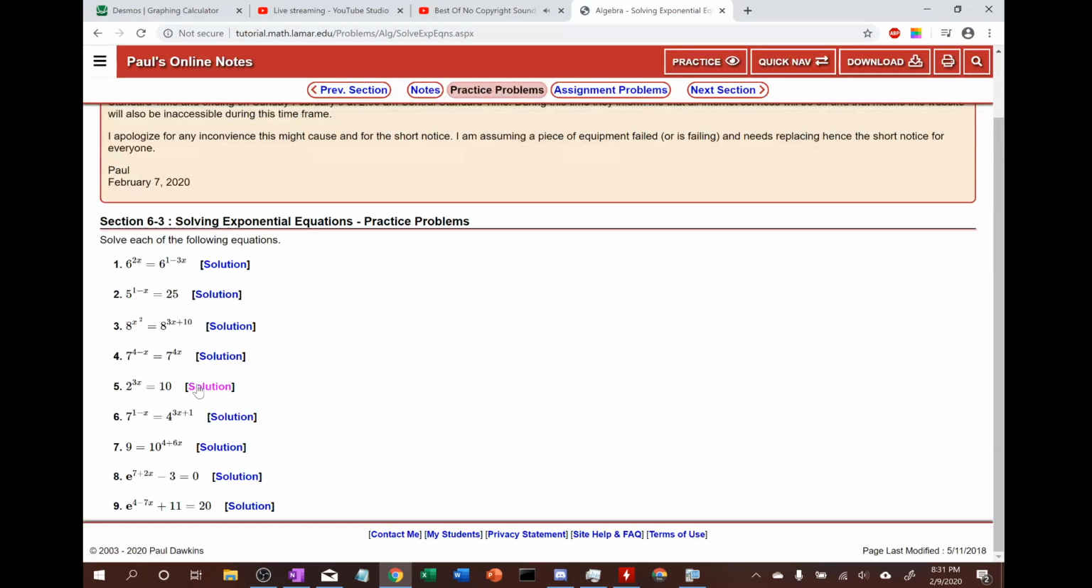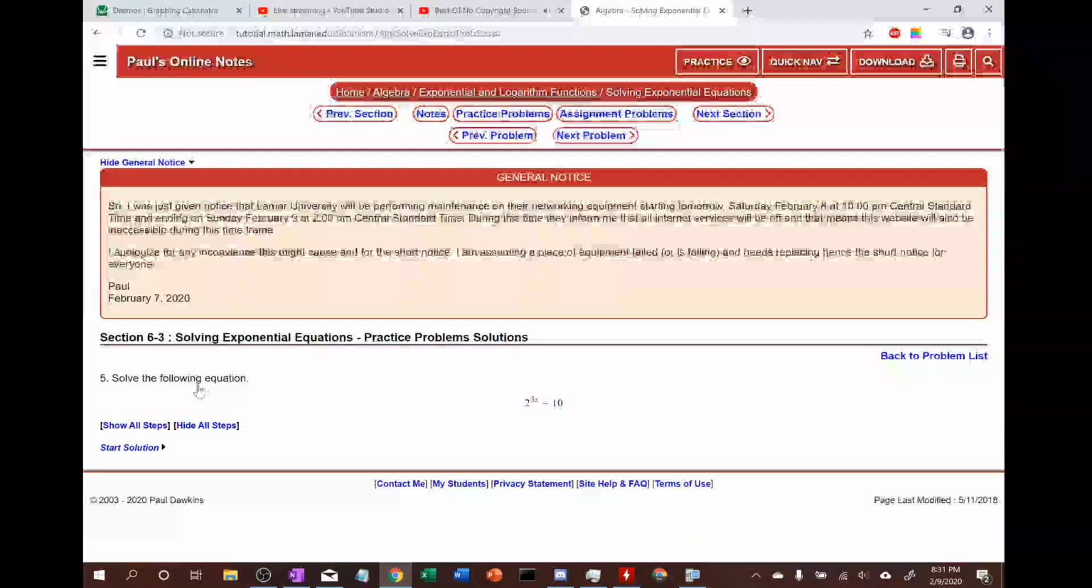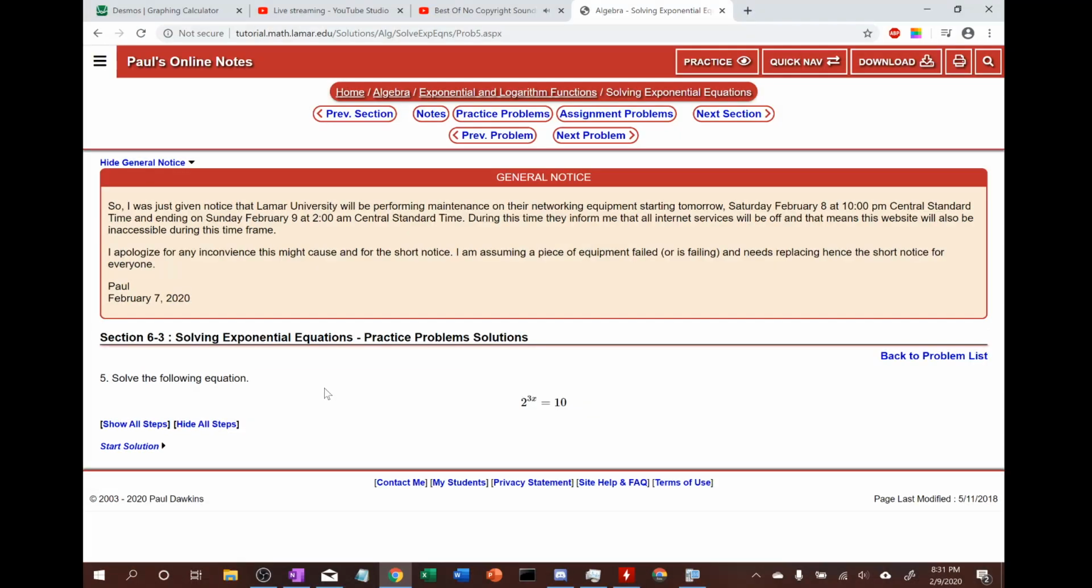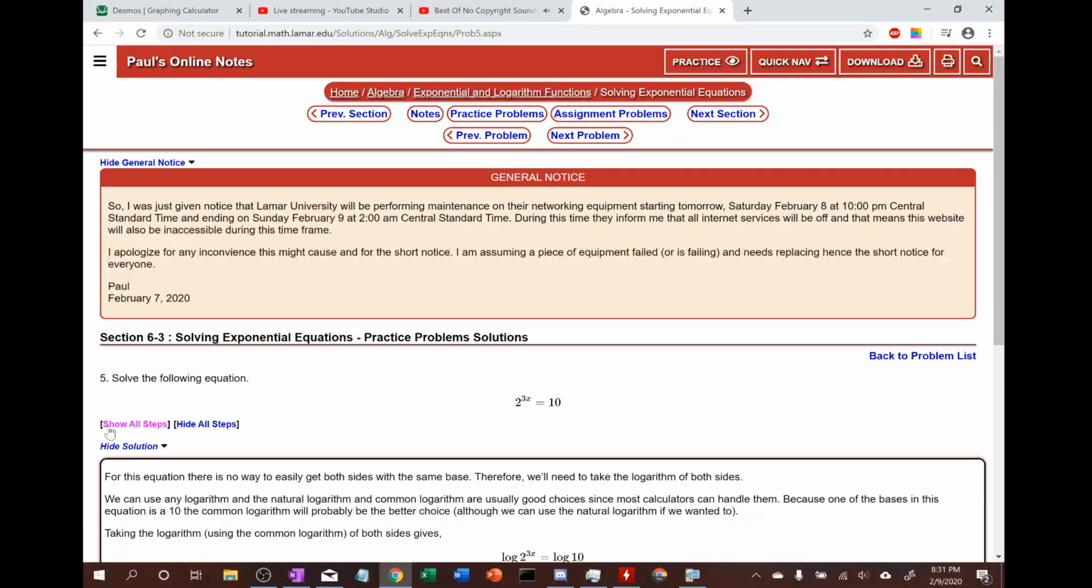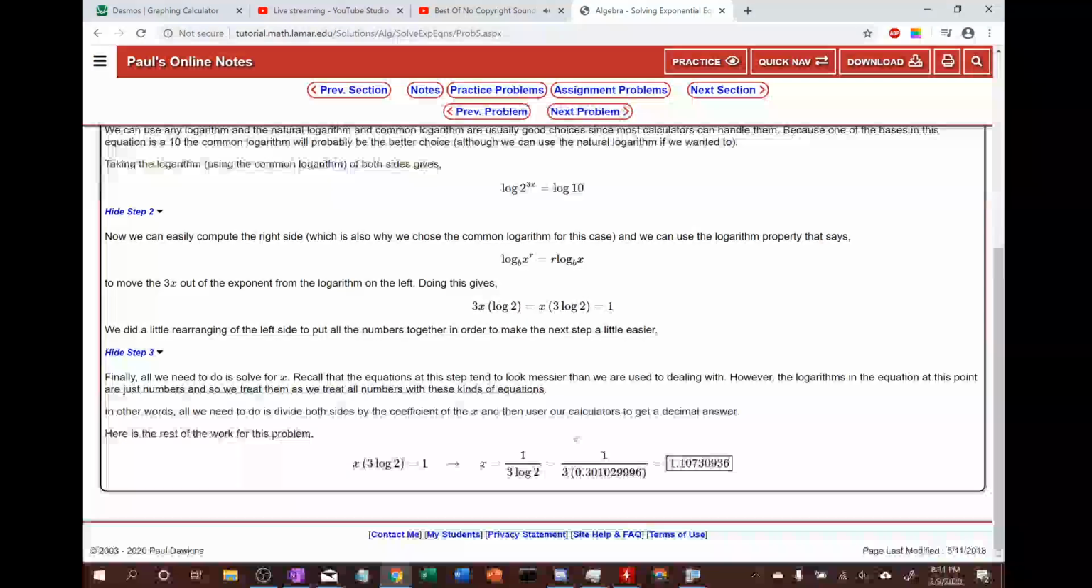Now let's look at one where the bases are different. So here we would take the log of both sides. So it would be 3x times the log of 2 equals the log of 10. And so 3x would equal, I think that's how you do it. Yeah, 3x log 2 equals x log, wait.